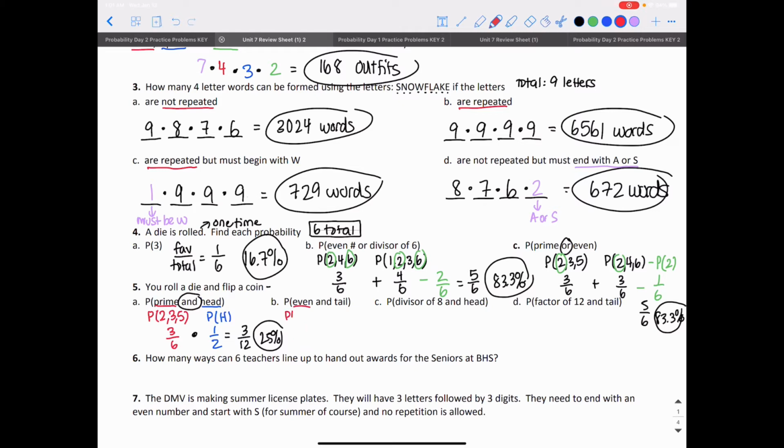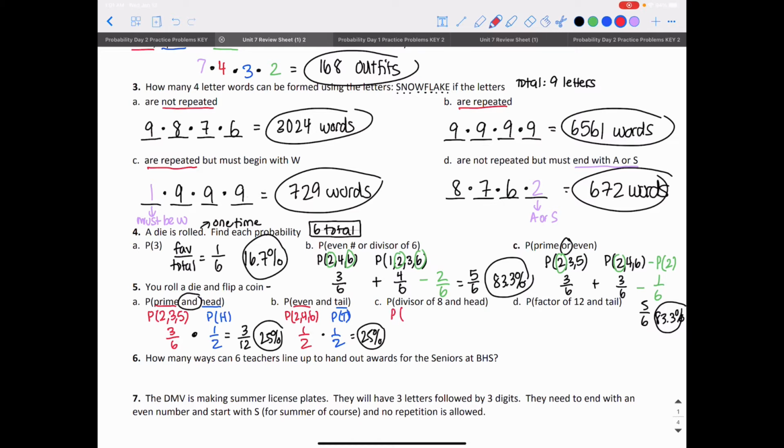Oh wait, that's right. 2, 4, and 6 are my options, so that's 3 out of 6, which I'm just going to simplify to be 1/2. And then the probability of getting tails is also 1/2. I'm going to multiply those together, and that's going to give me, again, same thing, 25%. That's 1/4 or 25%.